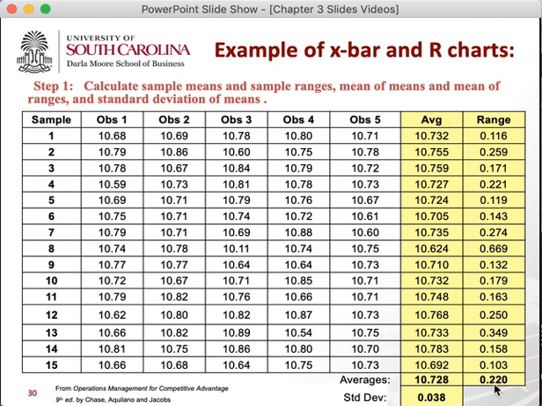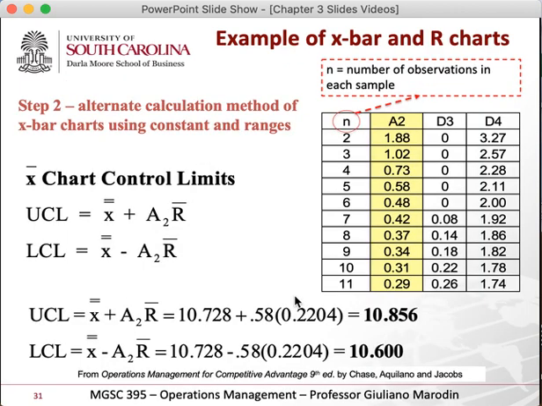I put all these values here, and then I have the value that I'm really interested in. These are also important, but this one is more important: the average of the averages, which we call X double bar. X bar is the average of the sample, and X double bar is the average of the averages, the average of all of those. I also have the average of the range, which is R bar. Bar is always the average or the mean. So I have X double bar 10.728 and R bar 0.22. Why is that important? Because I'm going to use that to calculate the upper and lower control limits.